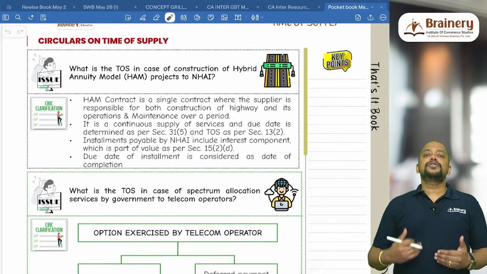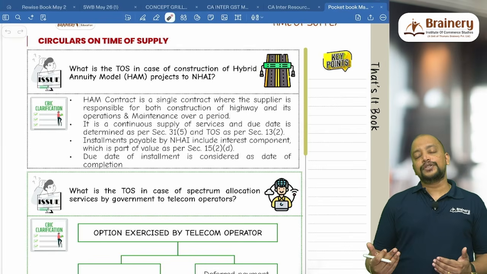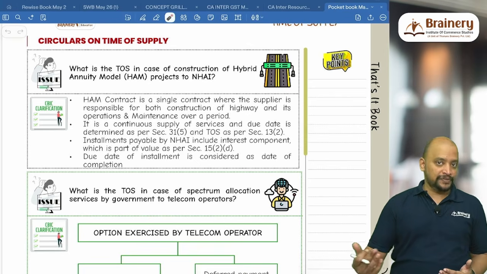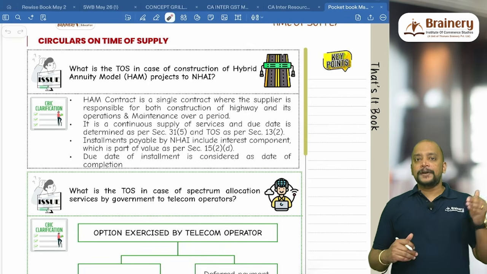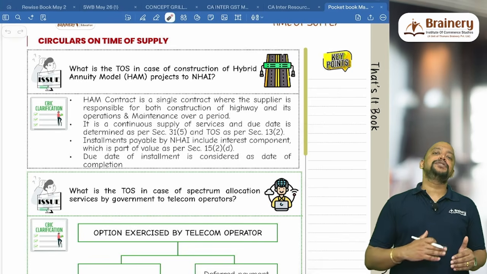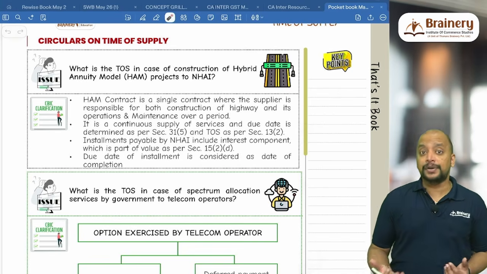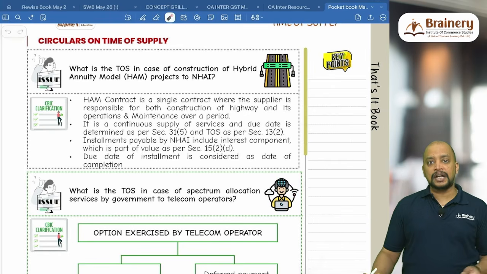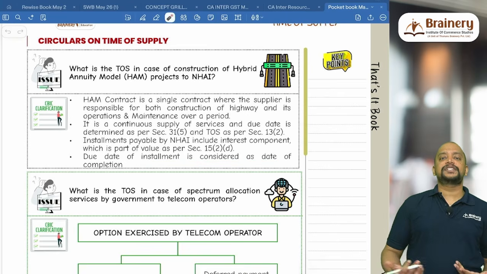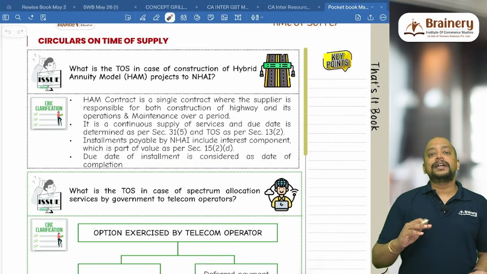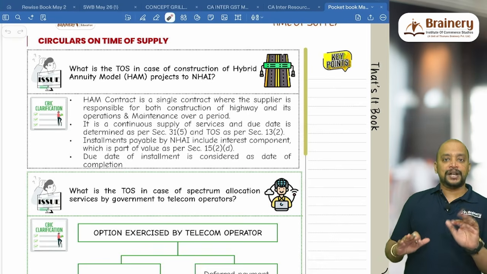Being a service, in hybrid annuity model project, first they will lay down the road and thereafter they will do the maintenance of the road also for the National Highways Authority of India. So for this particular activity to NHAI, we don't have any exemption. And the time of supply will be: if invoice is issued within the due date, invoice date or payment date whichever is earlier. If invoice is not issued within the due date, completion date or payment date whichever is earlier. Now what will be the completion date? The completion date is nothing but the due date of installment. Whenever the installment is due, that itself will be taken as the completion date for that installment, and accordingly we need to determine the time of supply.